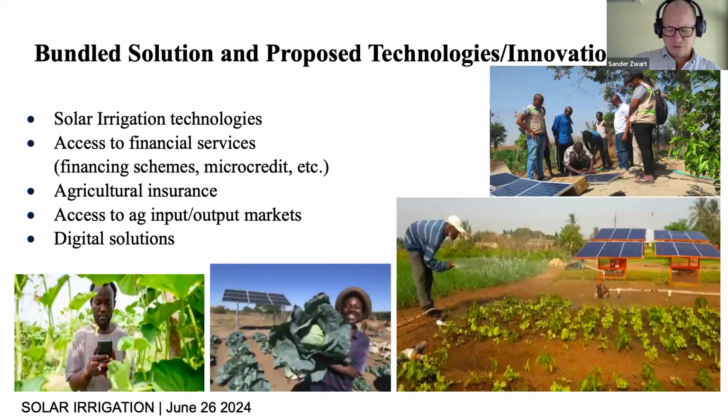A solution. So just one more thing. A solution does not have to include everything. What is important is that, of course, there is the solar irrigation technology as a solution, but the other services that come with it, that depends on the consortium on what they think is important. So we don't prescribe that all this has to go in there, but these are the kind of solutions that we are thinking of.